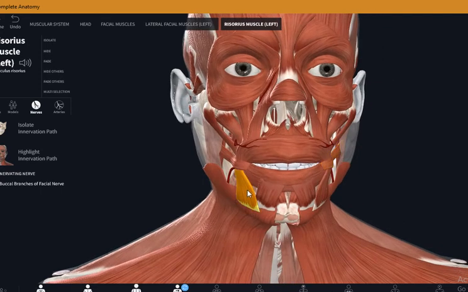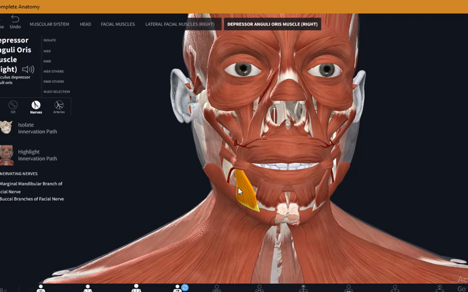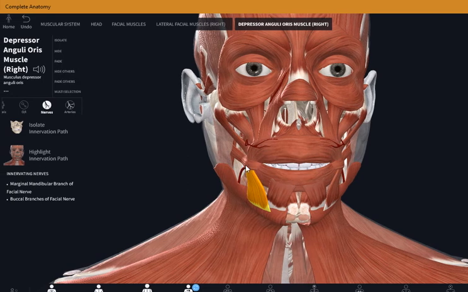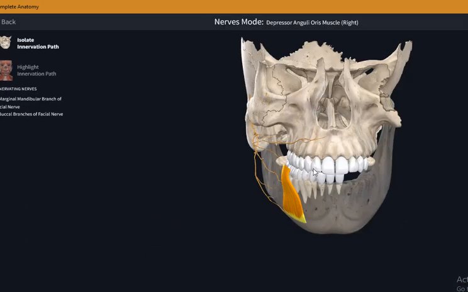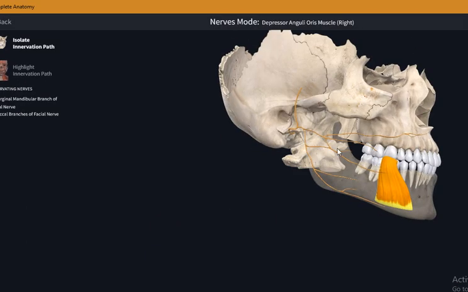Now here we have the Depressor Anguli Oris. From the name you see that it depresses the angle of the mouth. That's the action. As for origin and insertion, you can see that it inserts here at the level of the skin of the mouth and originates at this portion close to the mental protuberance. So now let's go and see the action. We see that the nerve is located lower to the mouth, so it's going to receive from the marginal mandibular and the buccal.